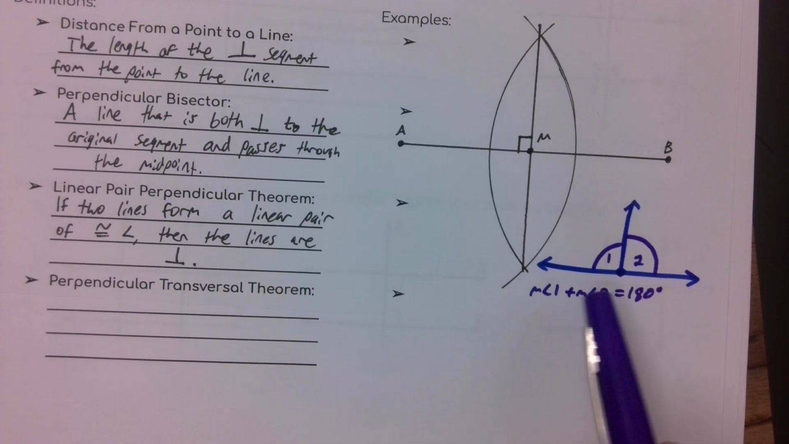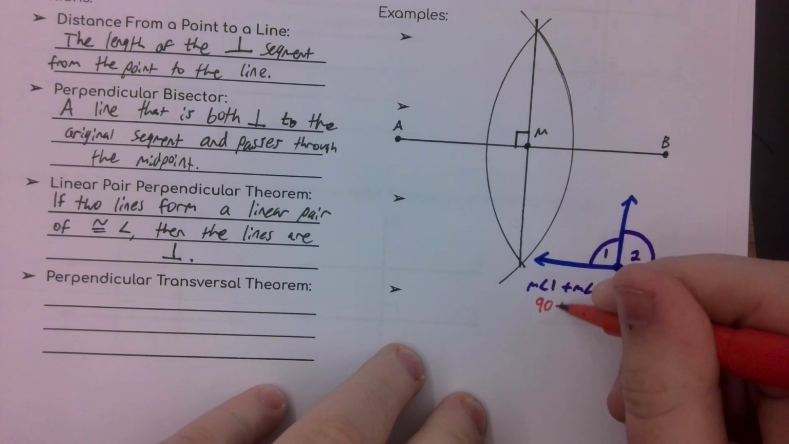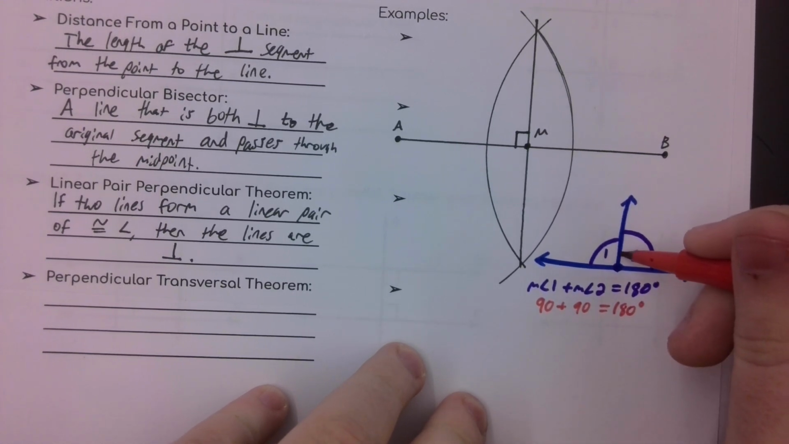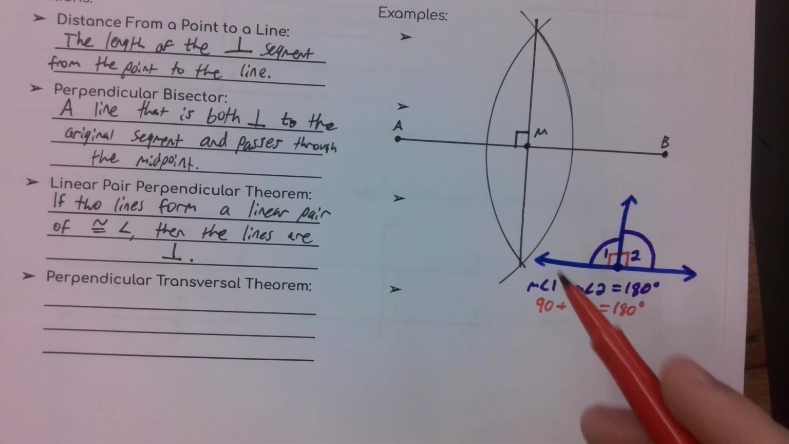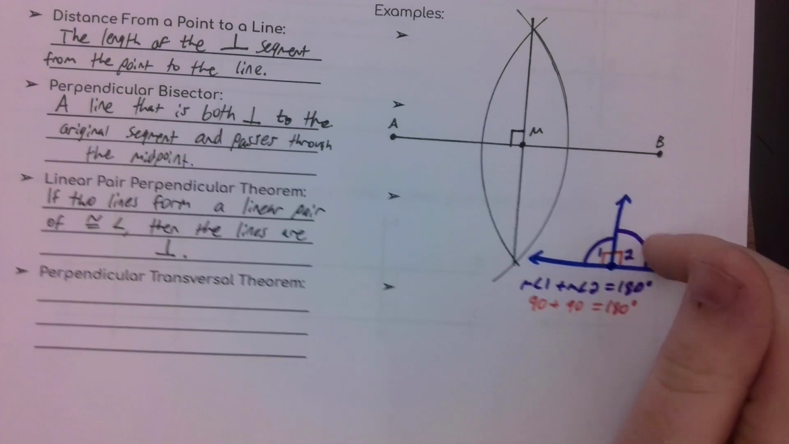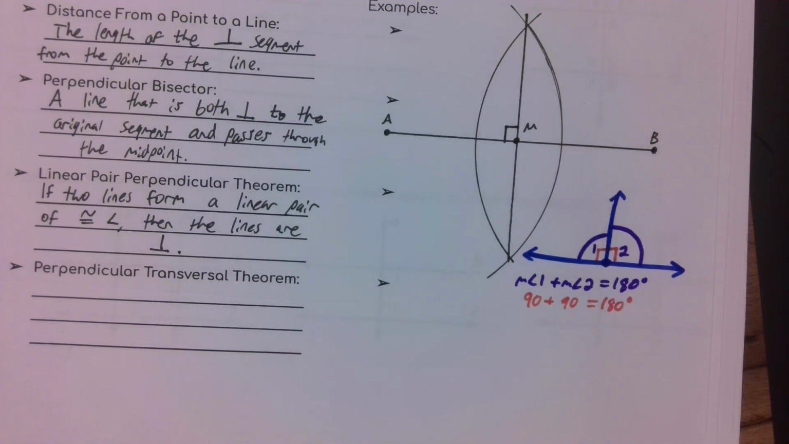And if you're looking for 2 numbers that are the same that add to 180, there's only one way to do it. If they're both 90 degrees. In other words, 1 and 2 are right angles, so the lines are perpendicular. In short, if you ever have a linear pair where both angles on the pair are congruent to each other, you've got perpendicular lines.